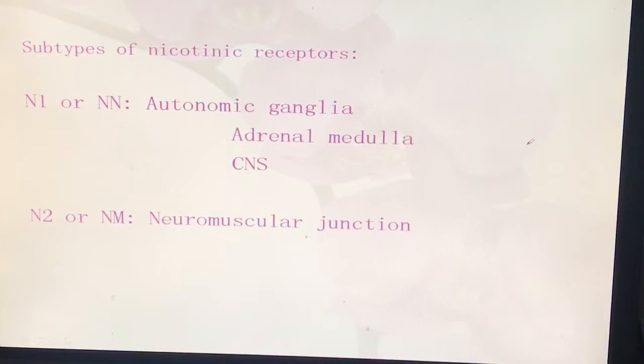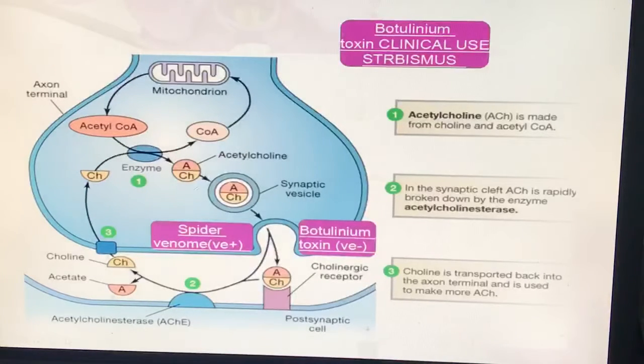The other category of receptors are the N receptors by location: NN, the nerve to nerve receptor, and NM, the nerve to muscle receptor. The neuromuscular junction is a somatic system. The nerve to nerve receptor is present between nerves, and also over the medulla. So acetylcholine release also acts on the medulla to release norepinephrine. The botulism toxin.